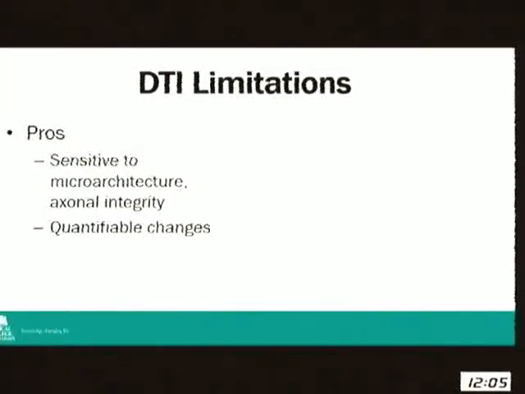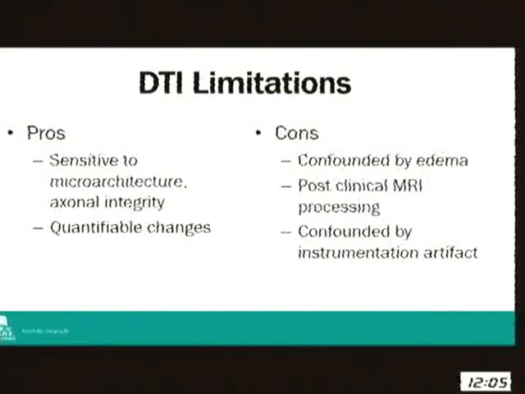What are the limitations? Like Shaker mentioned already, the benefits are that DTI is sensitive to microarchitecture and axonal integrity, and that it gives us quantifiable changes, so we have numbers to watch. But the cons, again, are that it's confounded by edema. There's a significant amount of post-clinical MRI processing, so these are not done real time. And of course, the images are confounded by instrumentation. So if a patient's had surgery, you cannot image at that same level very well.